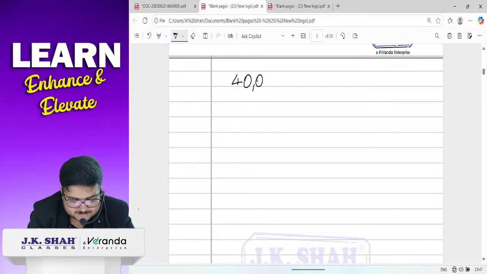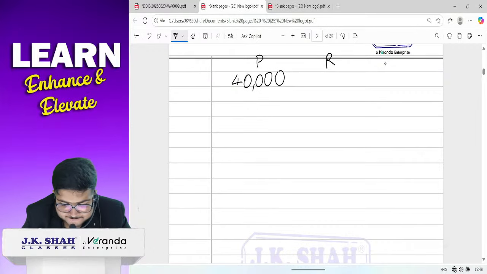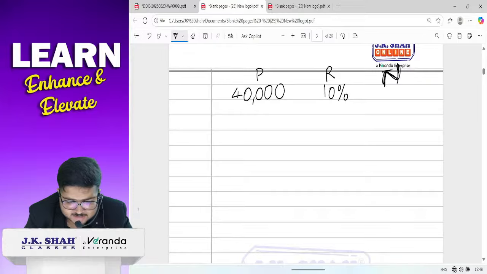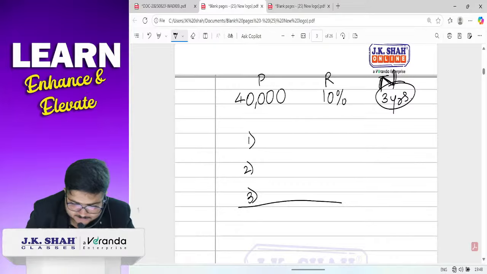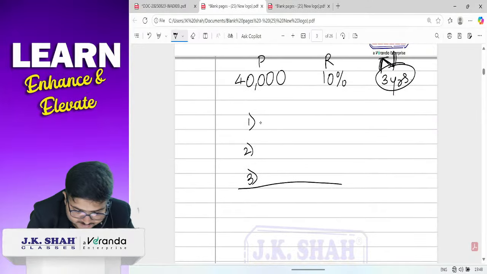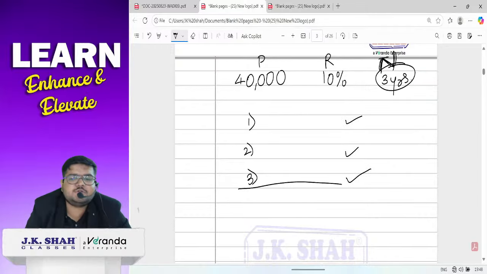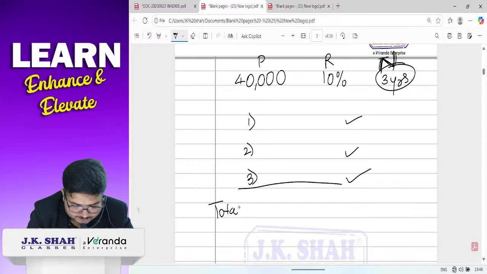Let us solve an example. Principal is 40,000. Now we are doing compound interest and not simple interest. Simple interest is completed. Now we are into compound interest. Rate of interest is 10% suppose, and number of years is 3 years. Find compound interest. So there are 3 years, so we will do 1, 2 and 3. Now this is compound interest of first year, this is compound interest of second year, this is compound interest of third year, and this is total compound interest.